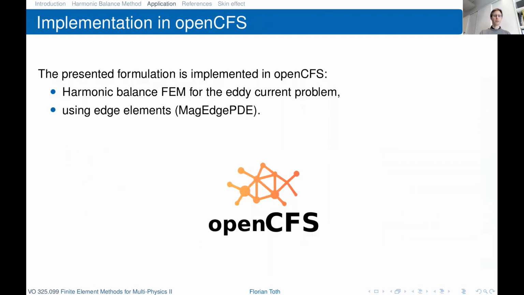So how is this implemented? Where can you use it? The presented formulations are, of course, implemented in openCFS, where we have capabilities for harmonic balance FEM for the eddy current problem. So we are using edge elements only in the magnetic edge PDE.